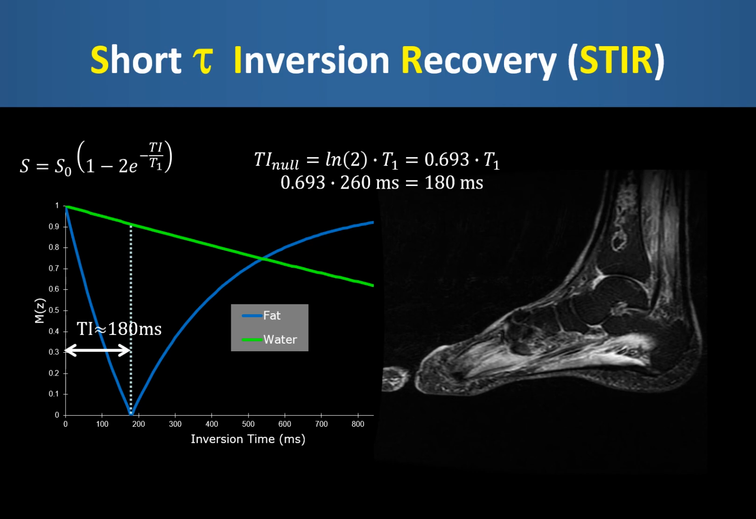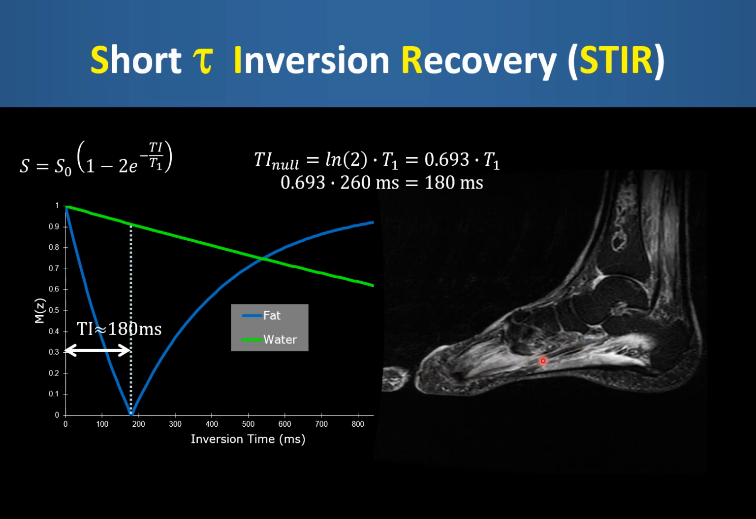in T1 weighted images. This diagram shows the magnitude recovery curves for fat and also for water. Note that because of the short T1, the fat signal reaches 0 at approximately 180 milliseconds inversion time. Images that are acquired using this technique, such as the ankle here, demonstrate very good fat suppression, particularly including the bone marrow.